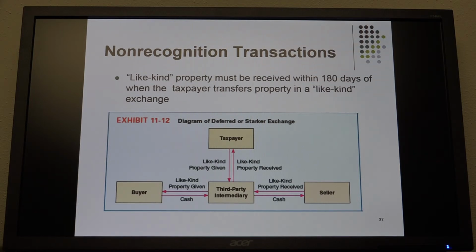So that's kind of a diagram of all that. Note that the like-kind property must be received within 180 days of when the taxpayer transfers the property in a like-kind exchange, meaning when they transferred the property that they gave up to the intermediary. Sometimes it's half a year. Should be enough time in most cases.